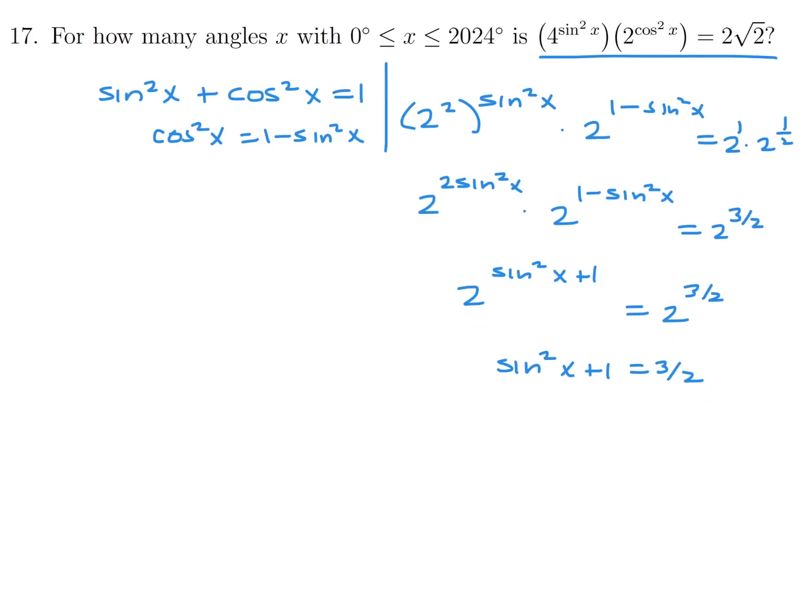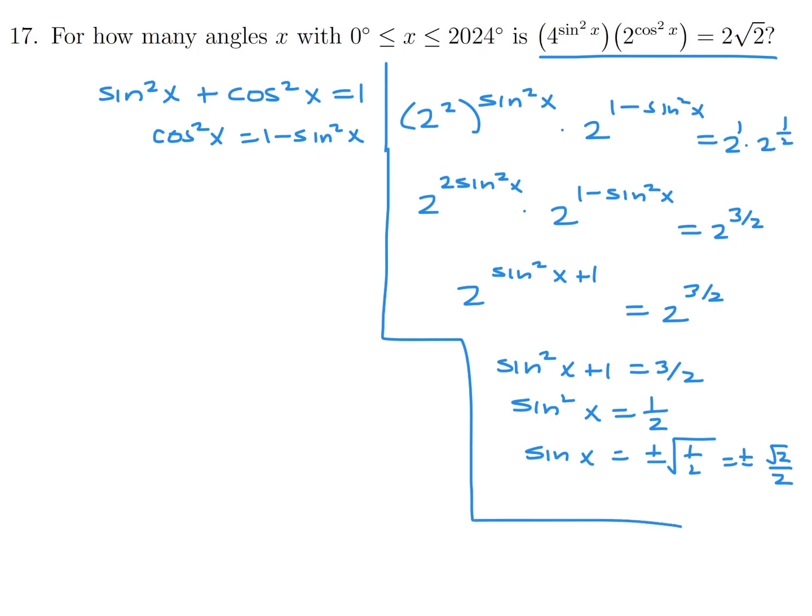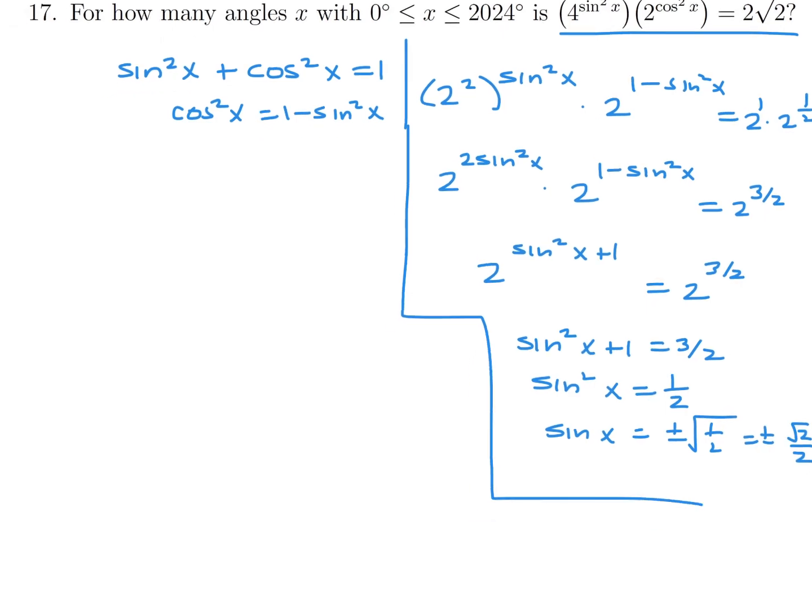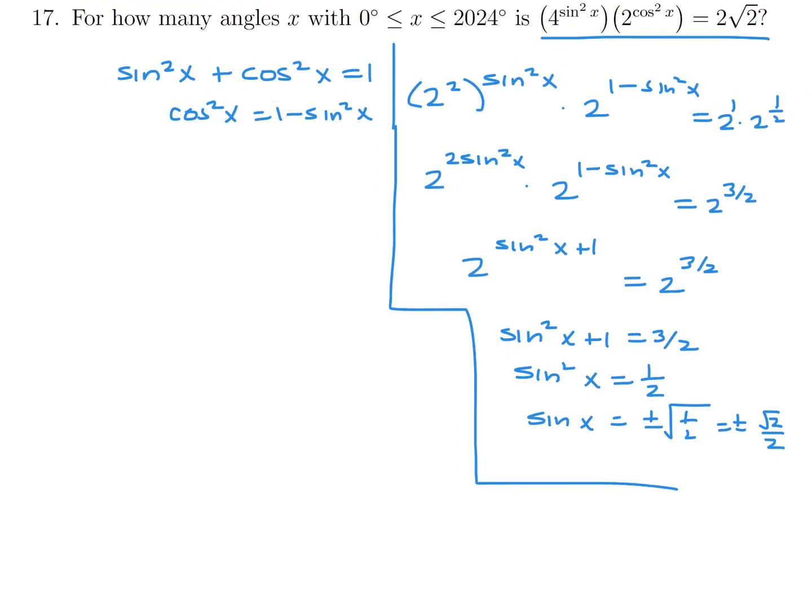And where do I go from here? Sine squared x is equal to 1/2. So sine x is equal to plus or minus the square root of 1/2, which I believe is plus or minus root 2 over 2. Okay, so now what we need to do is analyze the graph of sine x. And let's see if I can do that. So let's draw, and x is between 0 and 2024, so there's positive values of x.